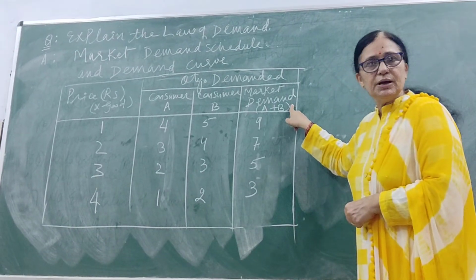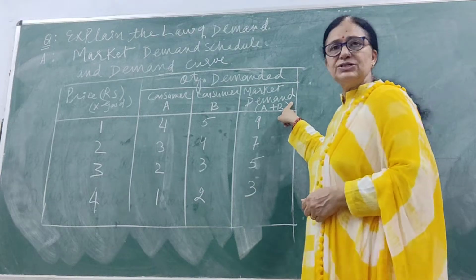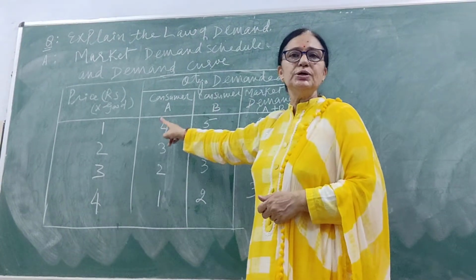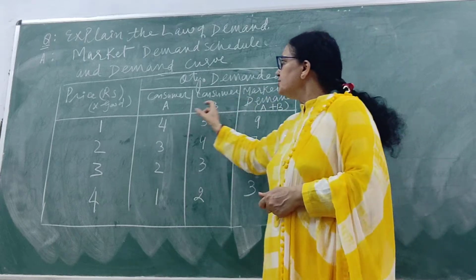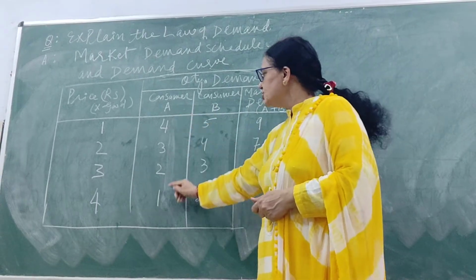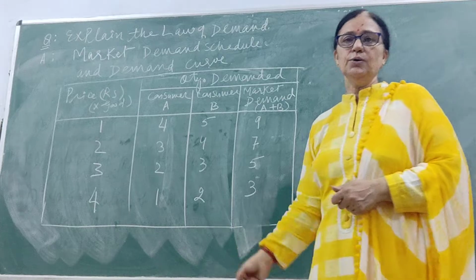How to find out the market demand curve? It is a lateral summation of the individual demand schedules. जो मार्केट डिमांड हमने निकाली है इंडिविजुअल कंज्यूमर्स की जो डिमांड शेड्यूल्स हैं वो हम ऐड अप कर लेंगे.